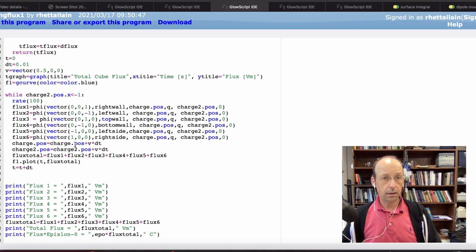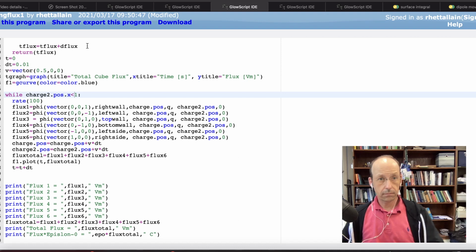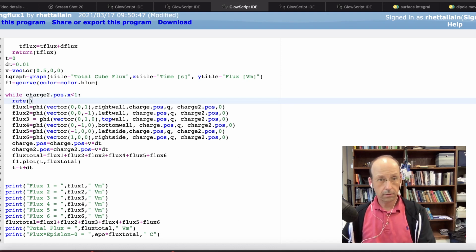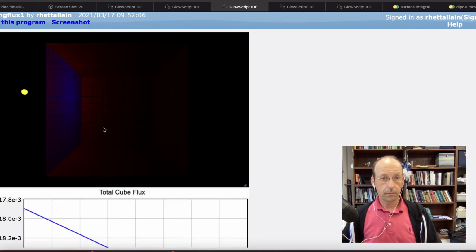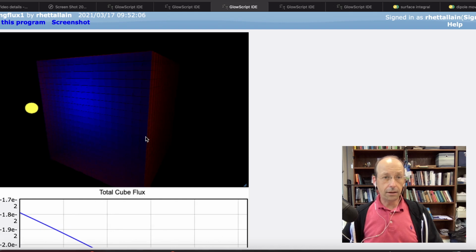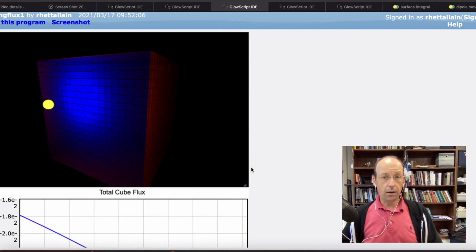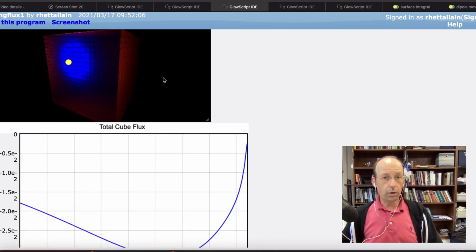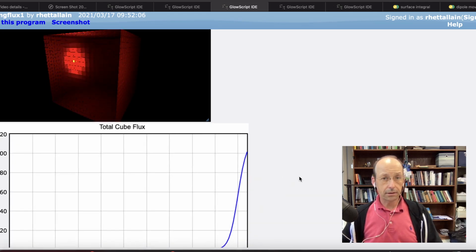I think. Yeah. And let's run it at this little bit slower speed. 50. Okay, so here it is. It's coming into the box. This charge is moving. We're going to look at the total flux too. So once it gets into the box, what happens?